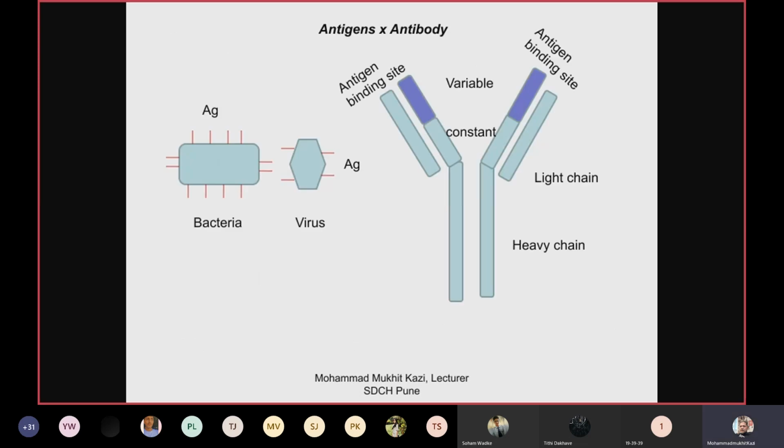This is the structure which was shown to you in the last lecture about the antibody, which looks like a Y shape. And on the left is the antigen. Either it could be a bacteria or a virus. Those red lines indicate the antigens on the virus as well as the bacteria. And if you look at the structure of the antibody, there are two chains, okay? Heavy chain and light chain.